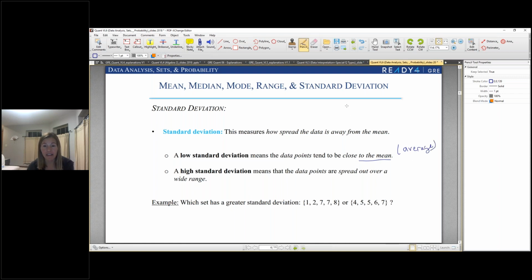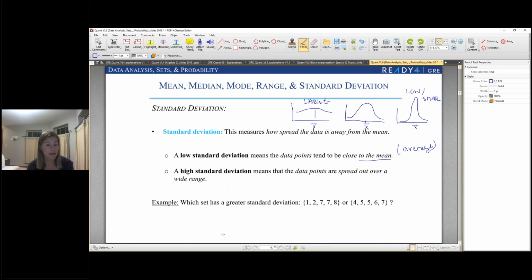And if you want to think about it graphically, you think about the bell curve, right? If this is the mean of the bell curve, something with a small standard deviation would have most of its values right next to the mean like this. This would be a low standard deviation, or small. Okay, something with a large standard deviation would have the data really spread out like this from the mean. Okay, this would have a large standard deviation.